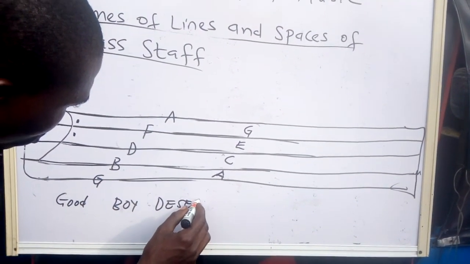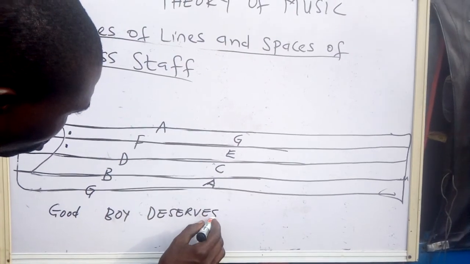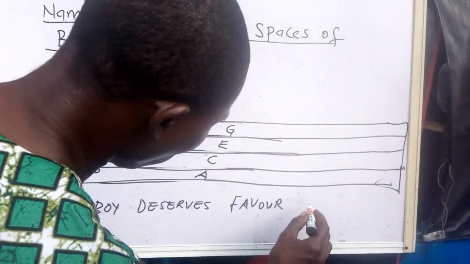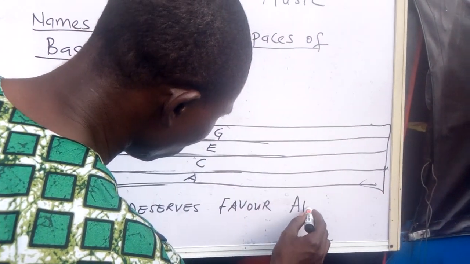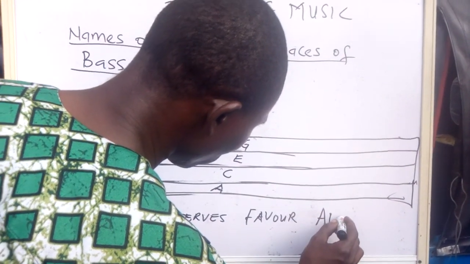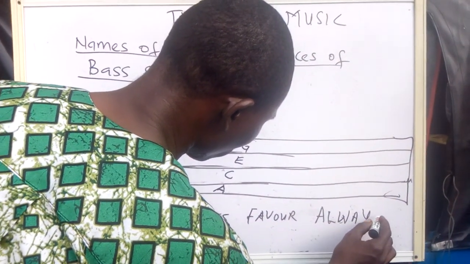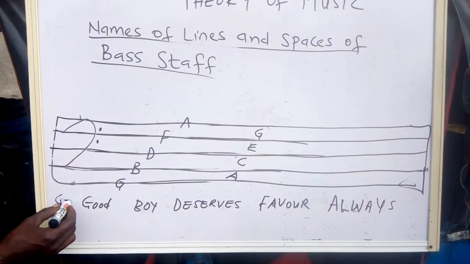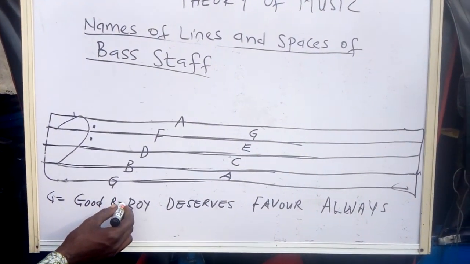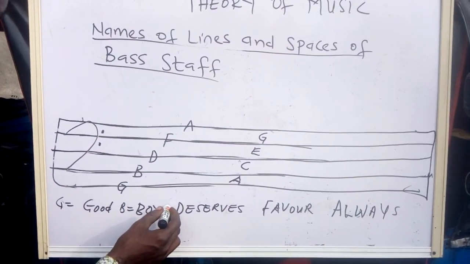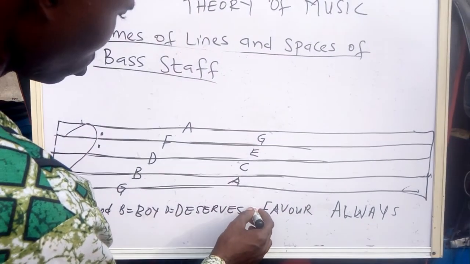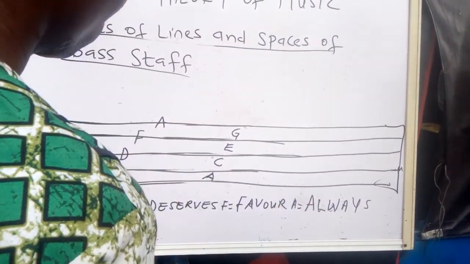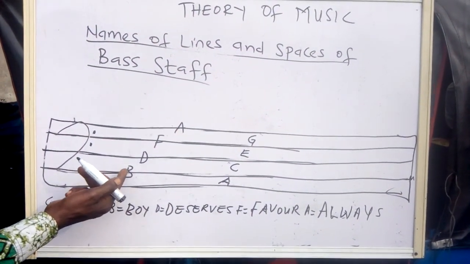Now, to remember always, you have good boy deserves favor always, meaning that your G equals good, B equals boy, and then your D equals deserves, your F equals favor, and your A equals always. So for the bass staff, you have G, B, D, F, A.